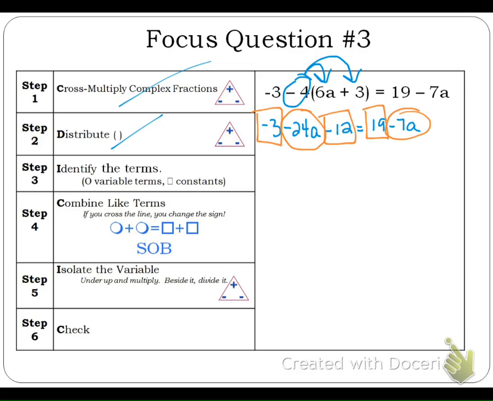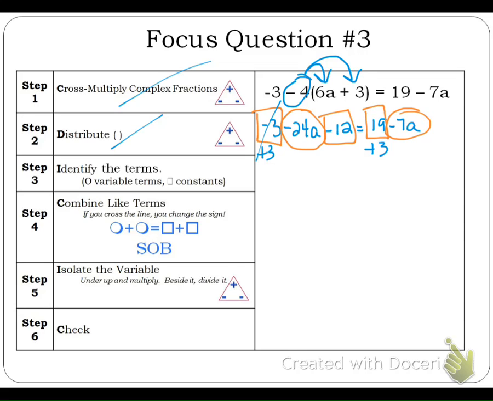So under which terms do I need to write a zero pair for? I need a zero pair underneath the negative 3 because it's a constant. We want it on the right-hand side of the equation, so I'm going to write it underneath the other constant that's already on the right-hand side.